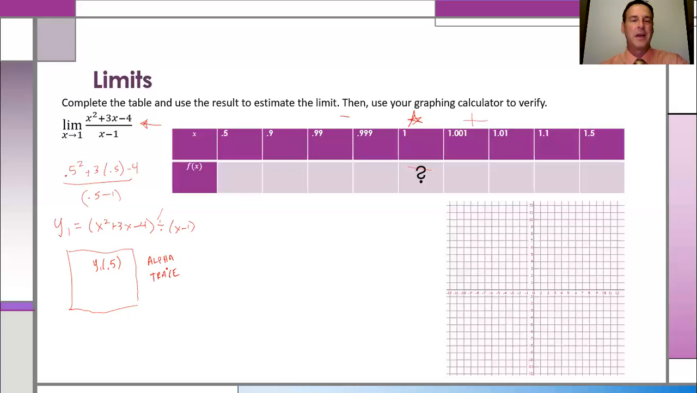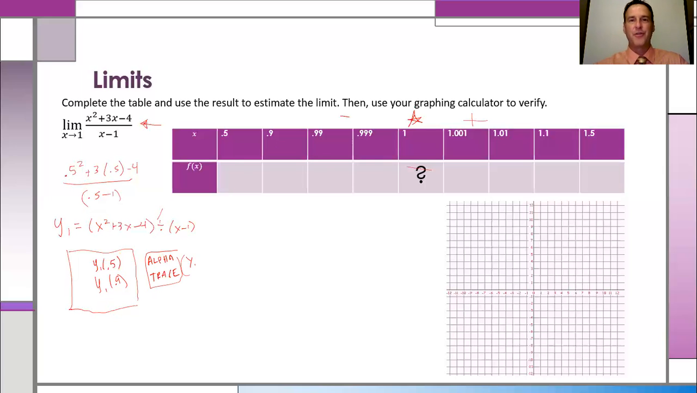If you have an 83, then of course you'll do, I think it's second vars, but holler at me if that's your question. But alpha trace will get you an option to choose the y1, and then you just hit it. Again, put parentheses around it, and it'll give you the answer. You're going to do that with each of these. You're going to then do y1 of 0.9, y1 of 0.99, and then y1 of 0.999, and we're going to see what we get.